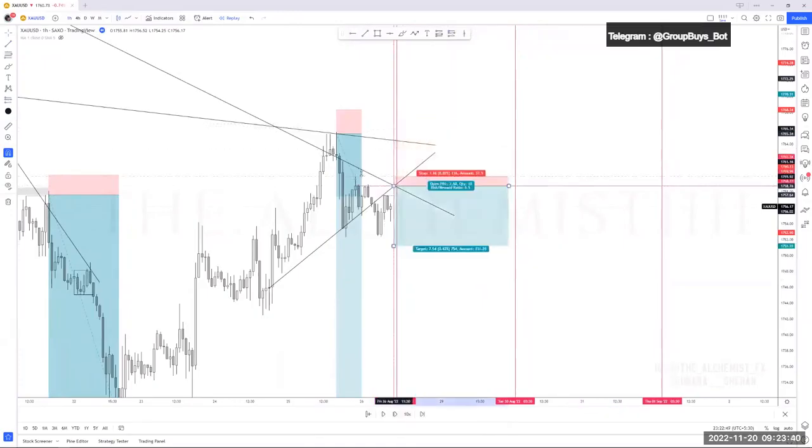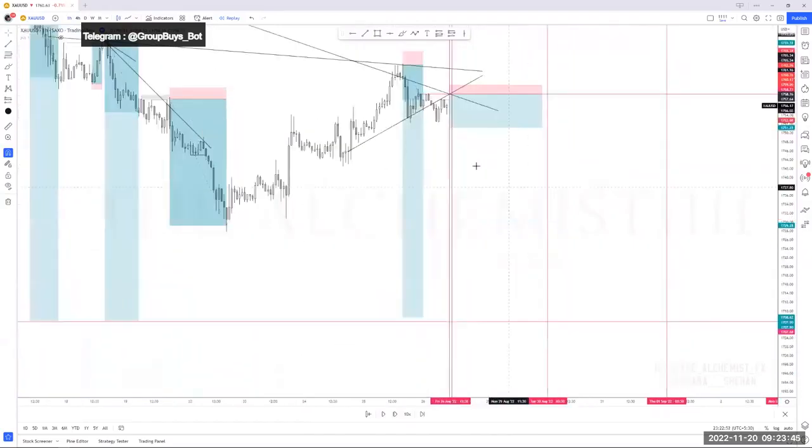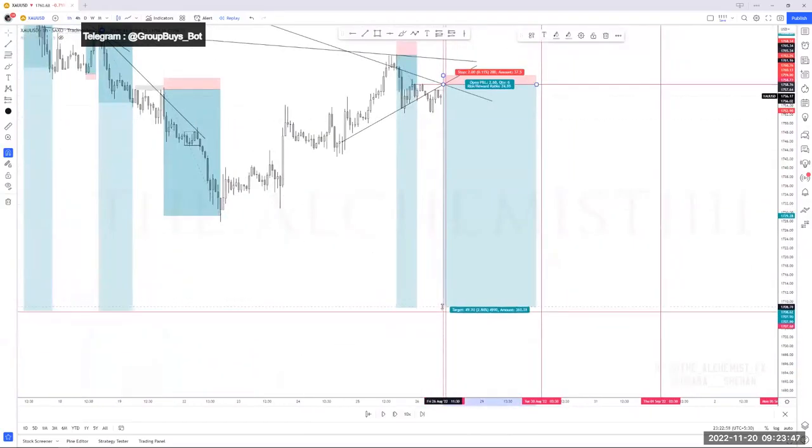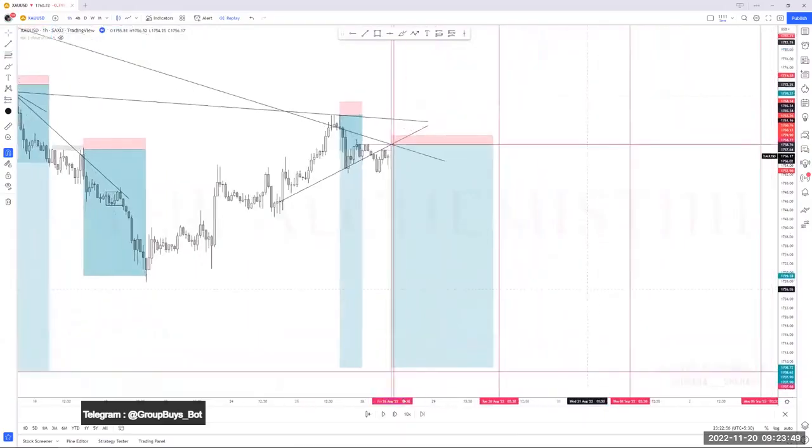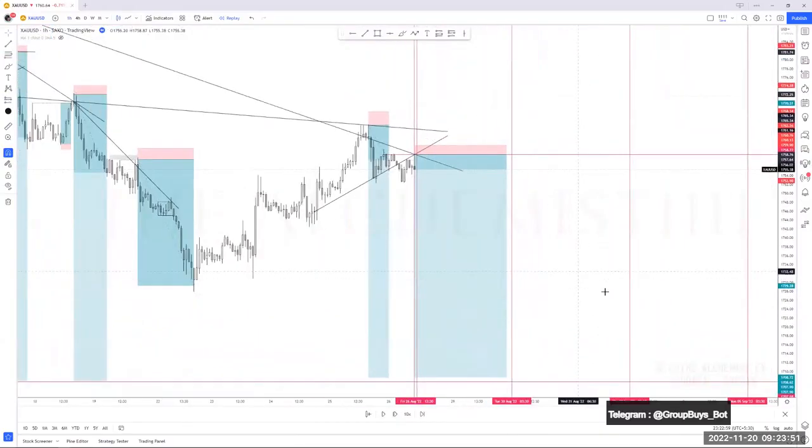Stop loss above this high maybe, or else let's say I think I had a 20 pip stop loss or something, and then where do we target? The next weekly. Okay, so what happened? Look at that. Look how perfect it is.